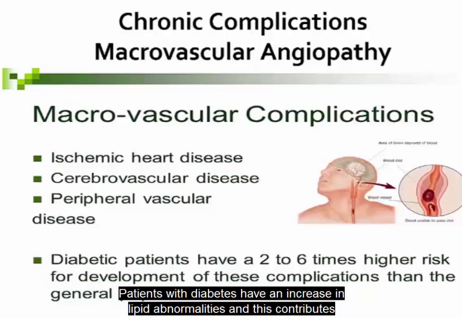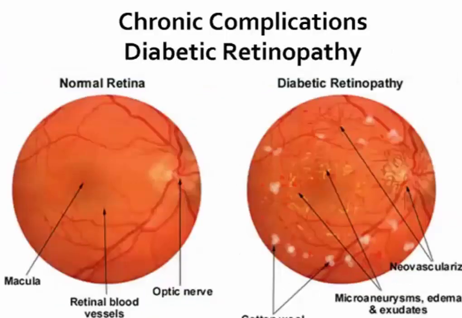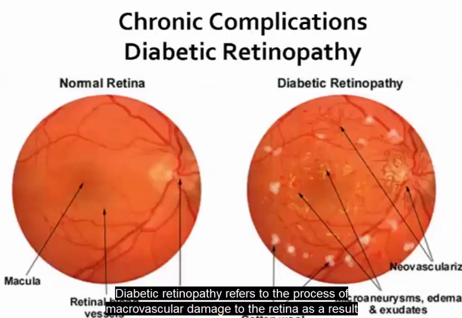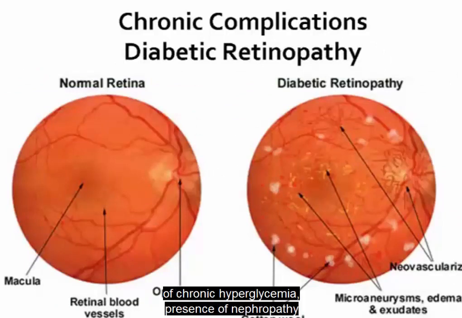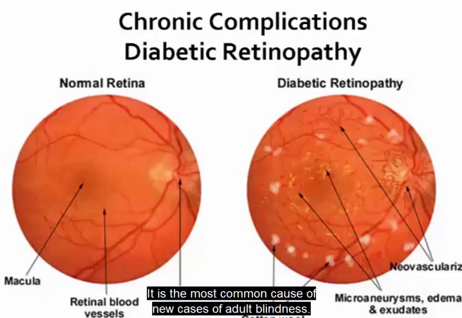Patients with diabetes have an increase in lipid abnormalities, and this contributes to the increase in cardiovascular disease seen in this population. Diabetic retinopathy refers to the process of microvascular damage to the retina as a result of chronic hyperglycemia, presence of nephropathy, and hypertension in patients with diabetes. It is the most common cause of new cases of adult blindness. Retinopathy can be classified as non-proliferative or proliferative.